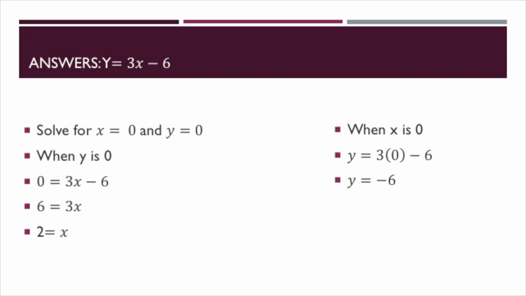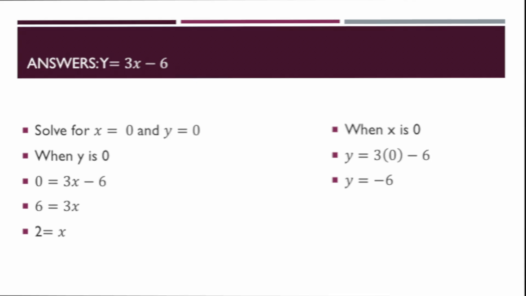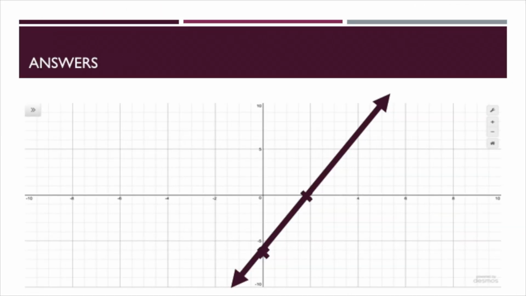Now the next one is we solve for when x is 0. Well, when x is 0, y equals 3 times 0 minus 6, so y equals negative 6. Now all we do is plot the points on the graph and draw the line through them.